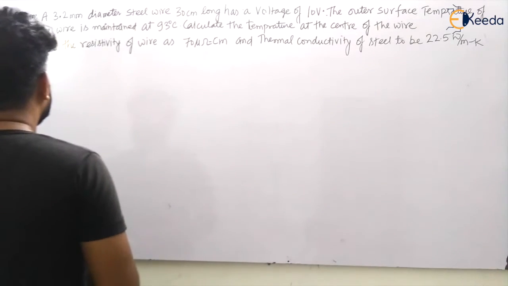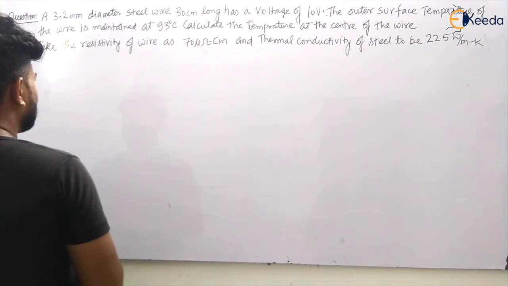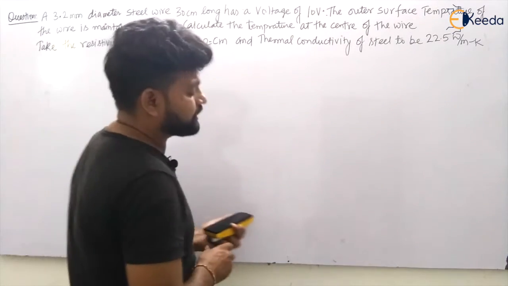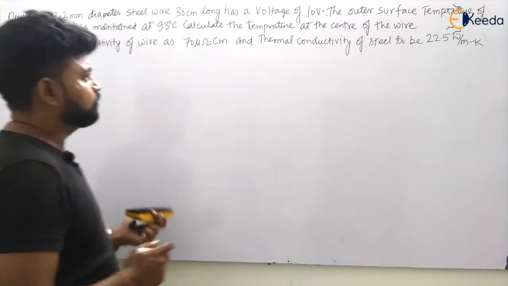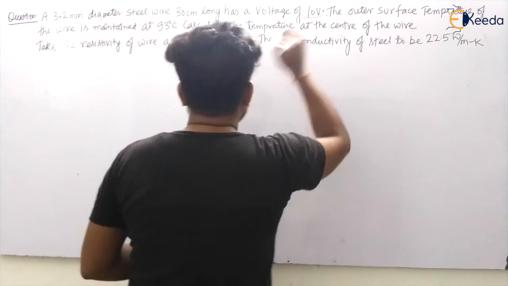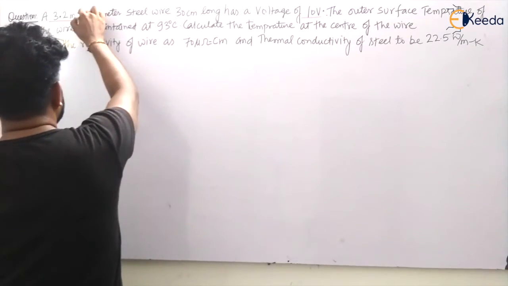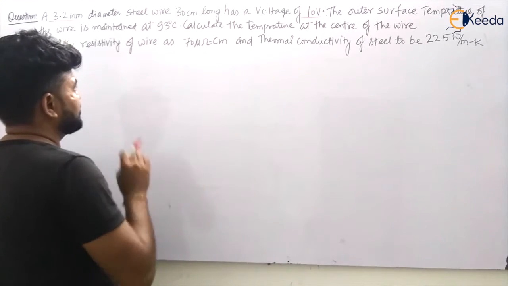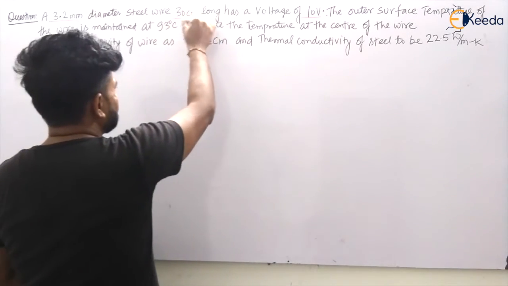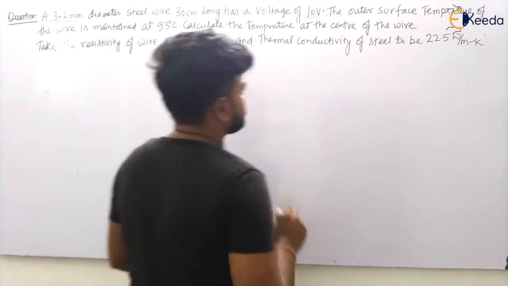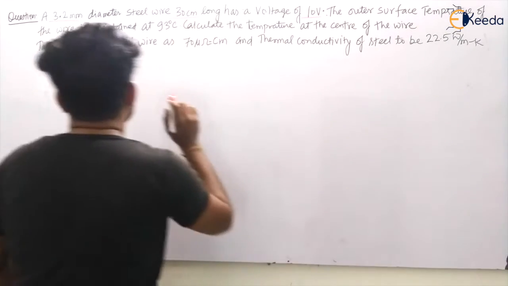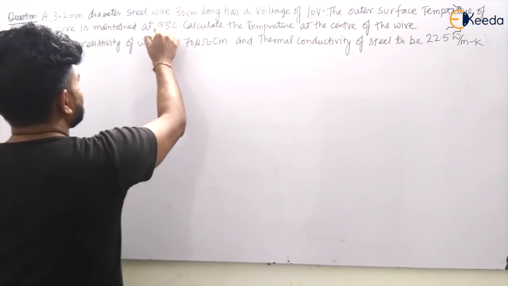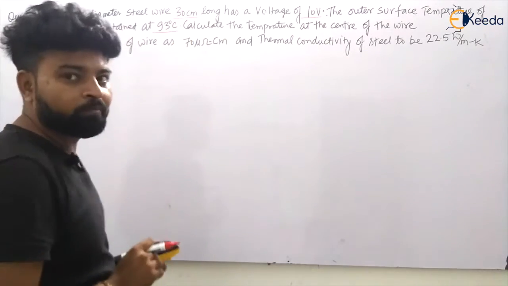Now, a 3.2 millimeter diameter steel wire, okay, he is talking about the steel wire, my dear students, having 30 centimeter length, has a voltage of 10 volt. The outer surface temperature of the wire is maintained at 93 degrees Celsius, okay.